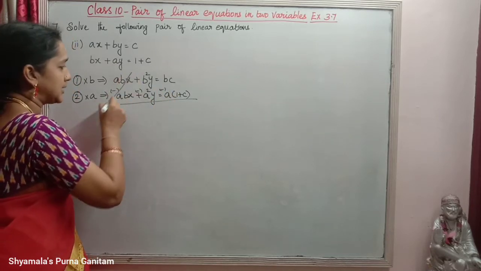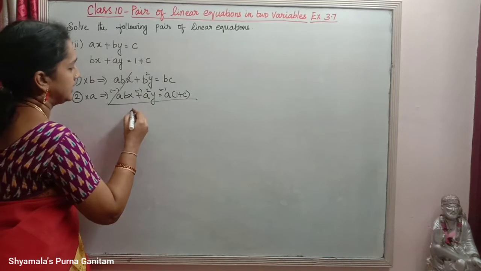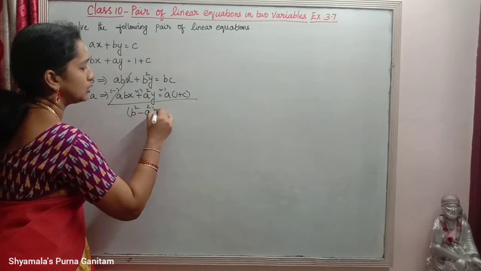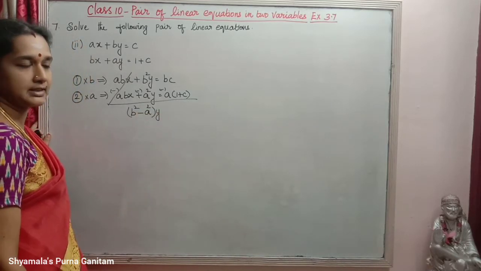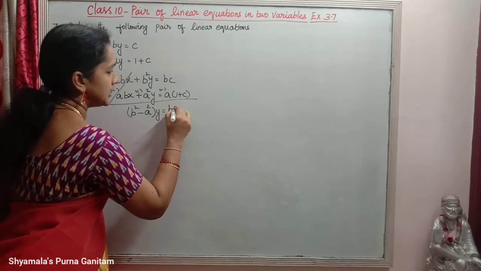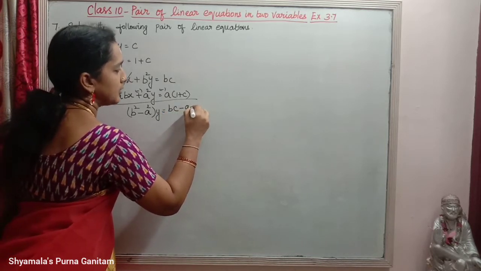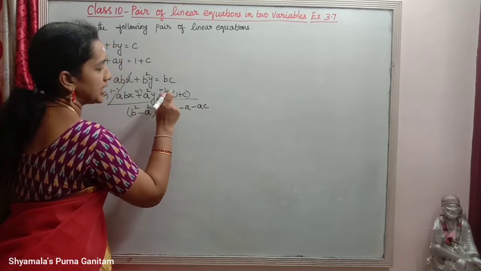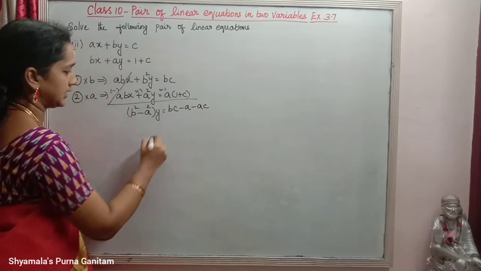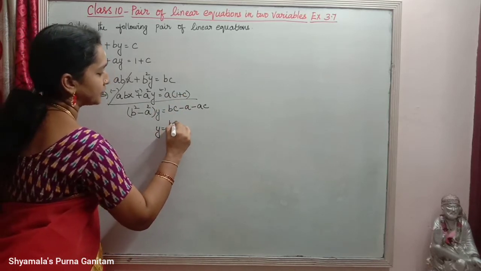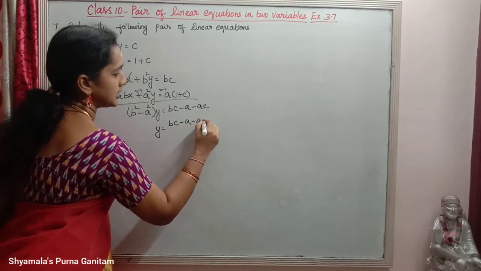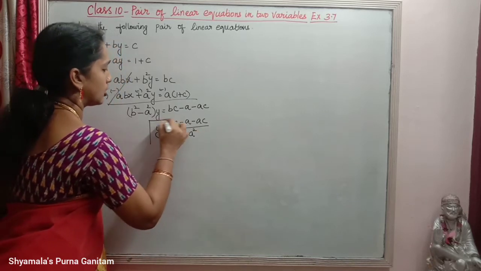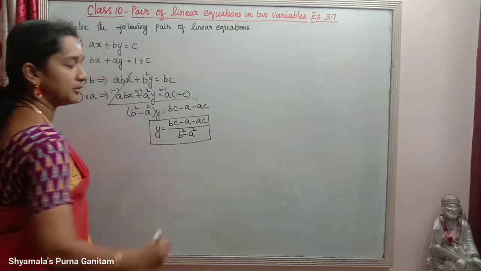So when I subtract, plus abx and minus abx will get cancelled. Here I have b squared minus a squared into y. b squared minus a squared into y is equal to bc minus a minus ac. So this term is minus a into 1 is minus a, into c is minus ac. So my y value is bc minus a minus ac by b squared minus a squared. So I got the y value in terms of a, b and c.